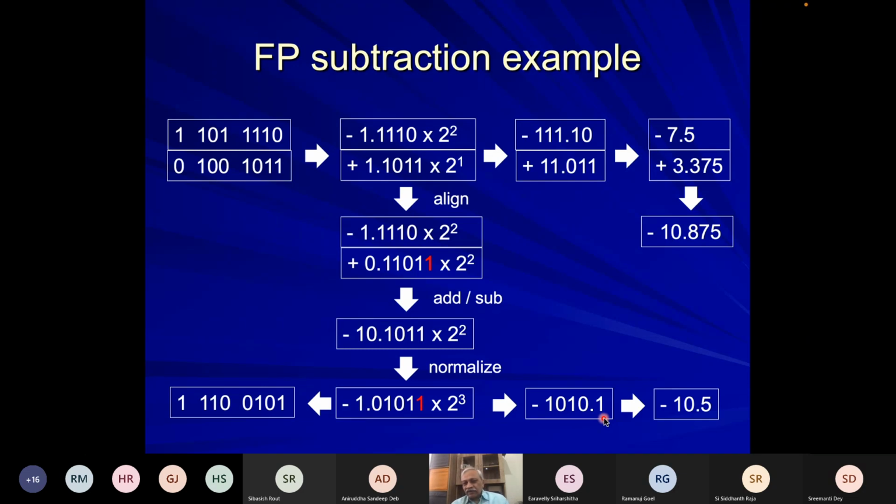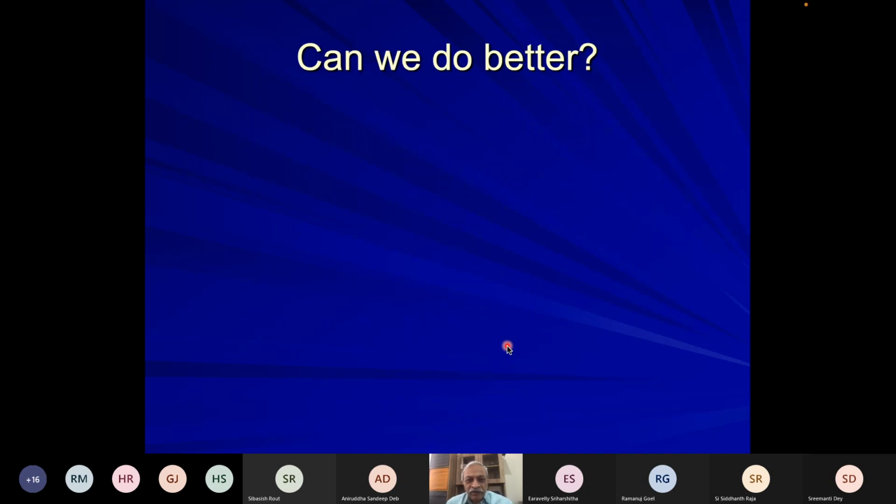So you can see that the operation has been done, but because the bits were getting thrown, we have lost some precision. Okay, we haven't got exactly what we should have got because of the finite number of bits we are dealing with. We get an inaccurate value. So can we do better?